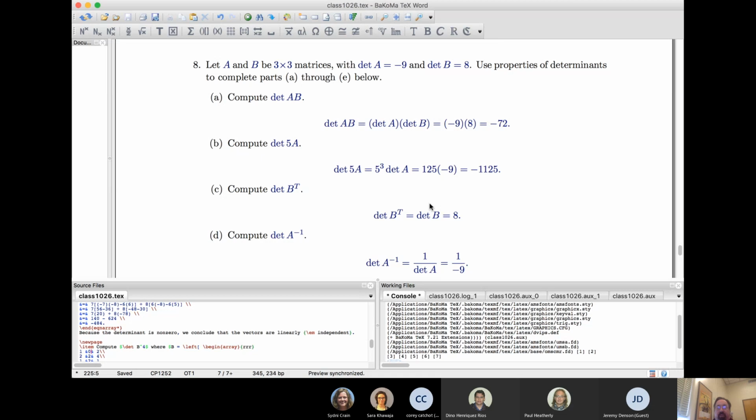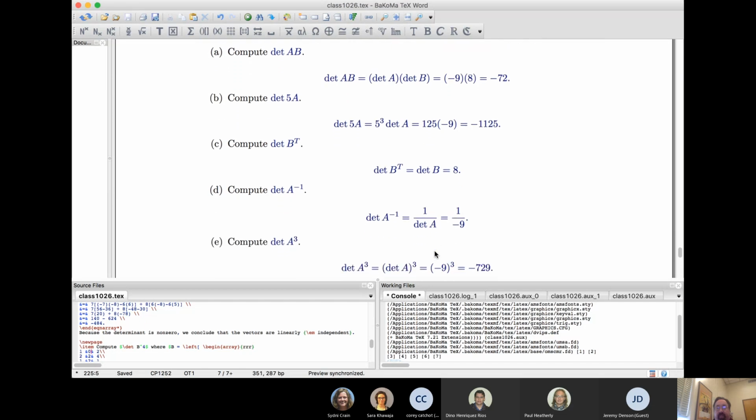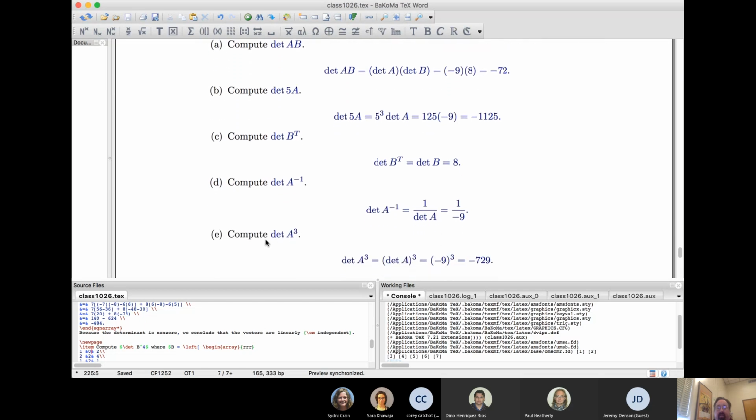The determinant of a matrix is equal to the determinant of its own transpose. That answers this one very quickly. Also, the determinant of the inverse is 1 over the determinant of the original. And finally, as we saw two problems ago, the determinant of a matrix raised to a power is the determinant raised to that power. So we just have minus 9 cubed in this case.